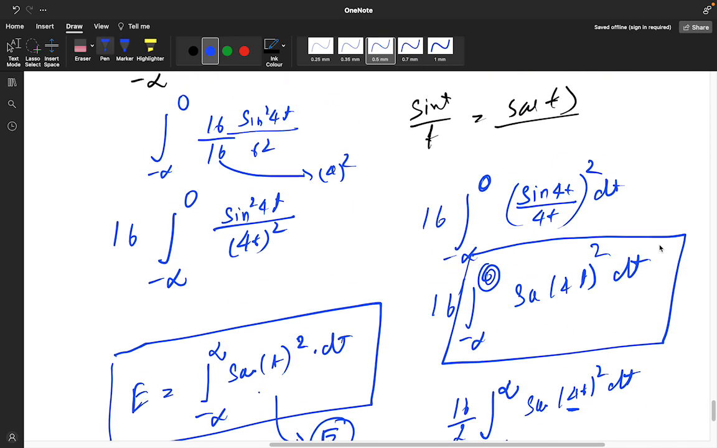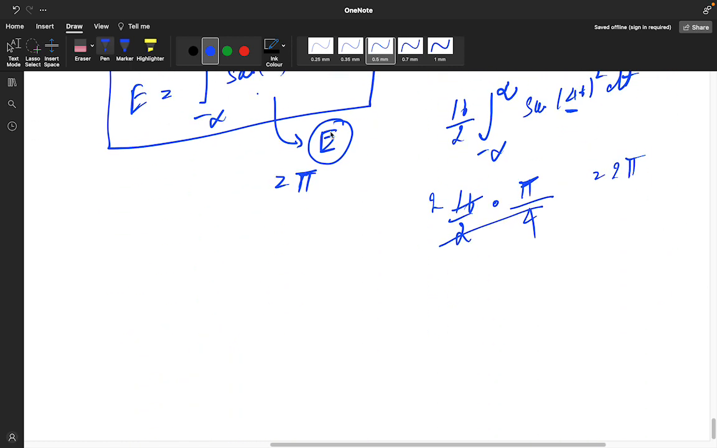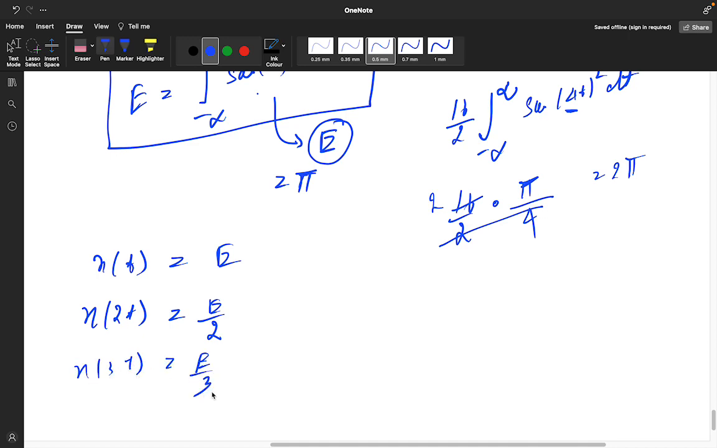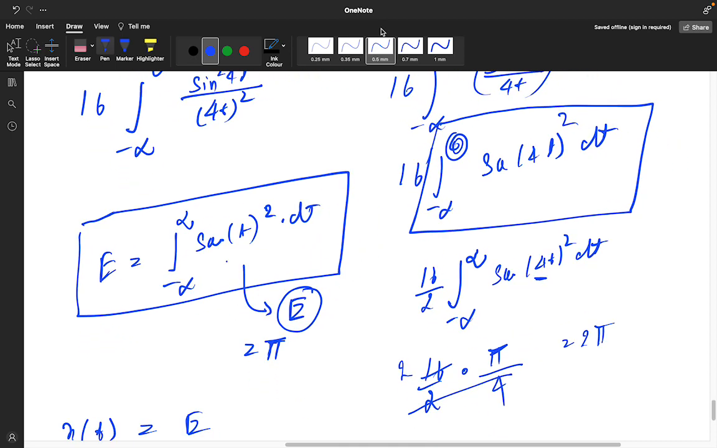These equations look very complicated, but I told you, see, x of t, the energy of x of t is E. If anyone asks you what will be the energy of x of 2t, it will be E by 2. X of 3t, it will be E by 3. And this 16 is your outside part, it's a magnitude part, so we don't have to do anything with this, keep it like that only.